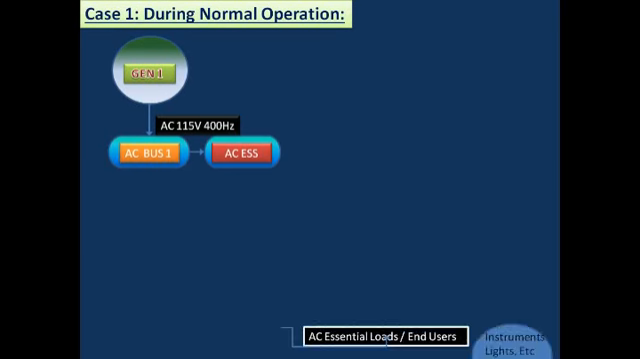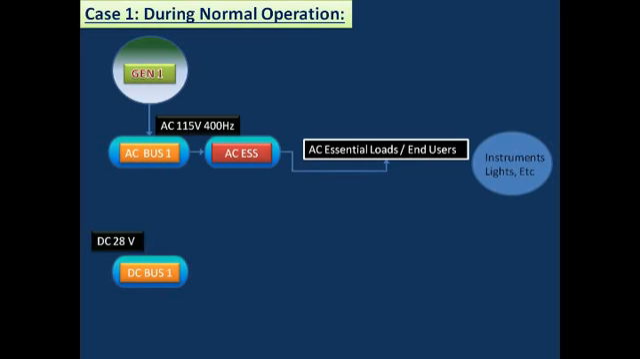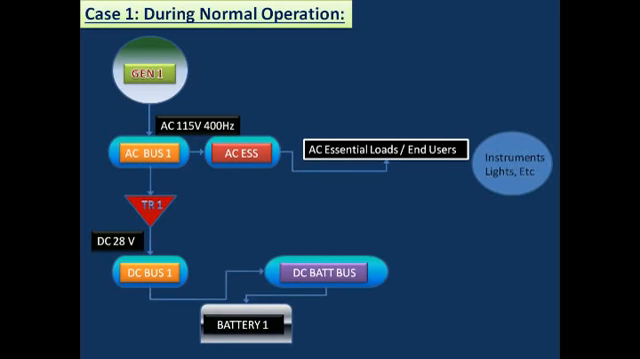The DC bus 1 receives the DC 28 volts electrical power from AC bus 1 via transformer rectifier unit 1. Transformer rectifier unit, or TRU, is a device that converts AC power to DC power. From DC bus 1 the power then transfers to the DC battery bus for the storage of power in aircraft battery number 1. The power from DC bus 1 also transfers to the DC essential bus, where DC operated loads will receive the power for the operation.